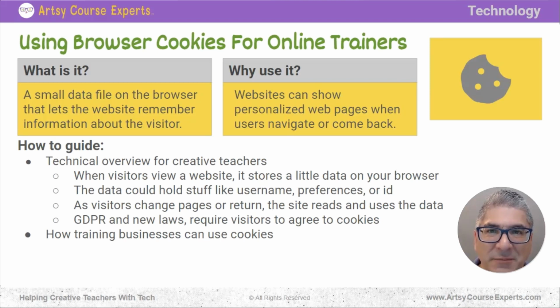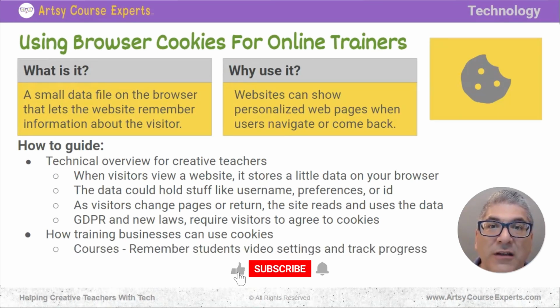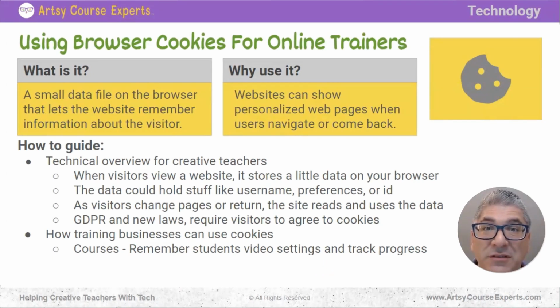Let's go over a couple examples. So first of all, for courses, when you're logging into a course, your course system could remember video settings. Like for example, this user really likes closed captions or they like their subtitles in French. So that might be a first example. Also, courses could remember progress. So for example, as a student goes from module 1, lesson 1 to module 2, lesson 2, the course system is going to remember the progress.